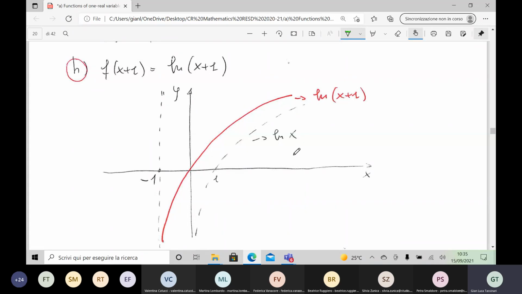In particular, contrary to what you expect, if you have x plus 1, suppose this is the logarithm, then you have a shift to the left. So your function shifts horizontally to the left by 1 unit. This means that when the logarithm is 0, for x equal to 1, ln of x plus 1 is 0 at x equal to 0. So it's a shift of 1 unit to the left.